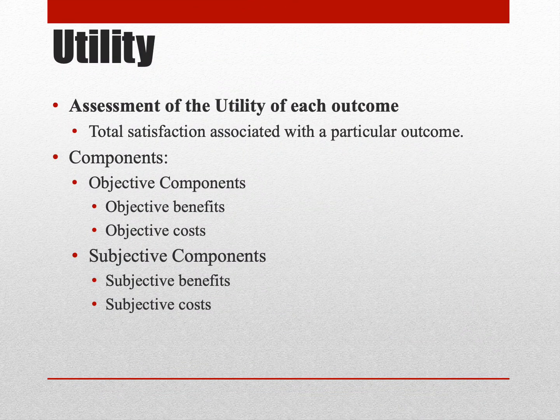The fourth step is to assess the utility of each outcome. As we know, utility is the total satisfaction we get from a particular outcome. Under utility, there are 2 components, objective and subjective, that are also broken down into 2 additional subcomponents: objective costs and benefits, and subjective costs and benefits.